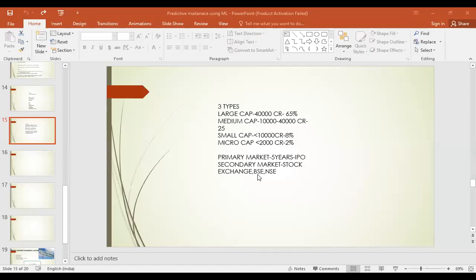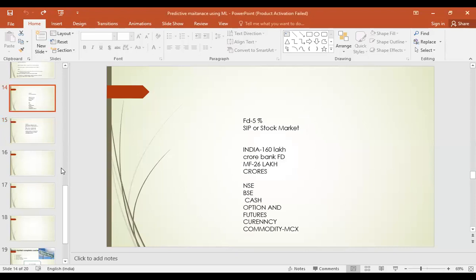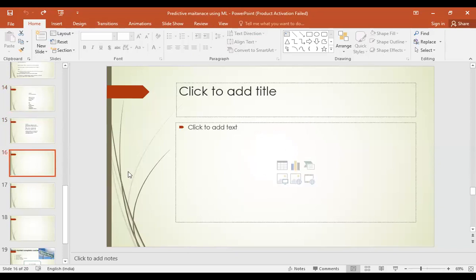So today's class, in the last class we discussed the large cap, mid cap, small cap, P by E ratio, P by B ratio, and the financial ratios. Anyhow, I have made the videos and I have sent them in the group also. You can see that.